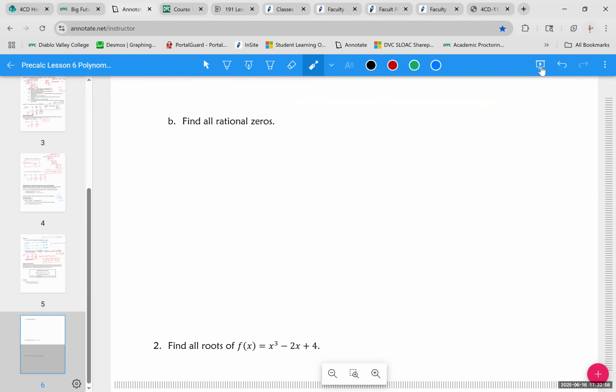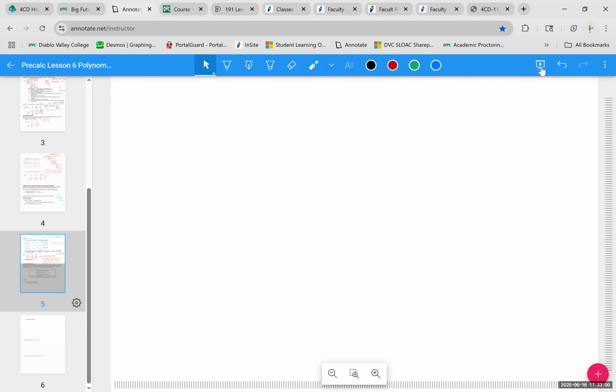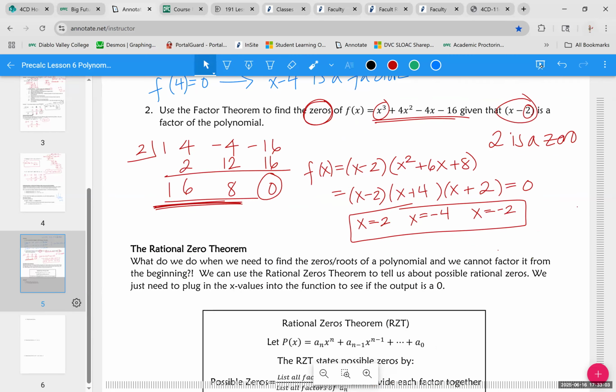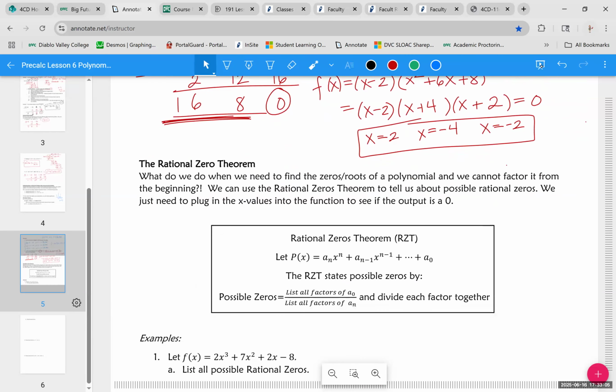So let's go, oops, did not want to skip the whole page. Let's go to this theorem and look at what the list of possible numbers to try is, where that comes from, and then we'll practice using it.